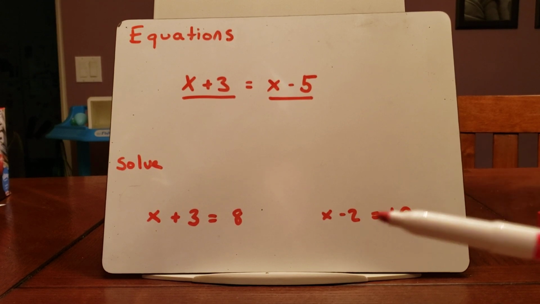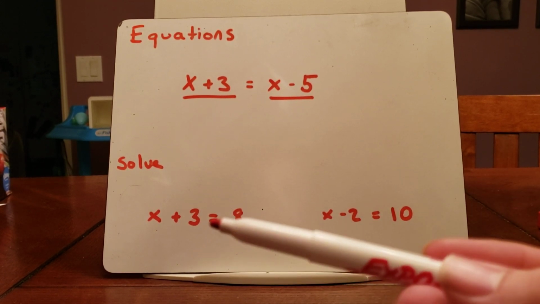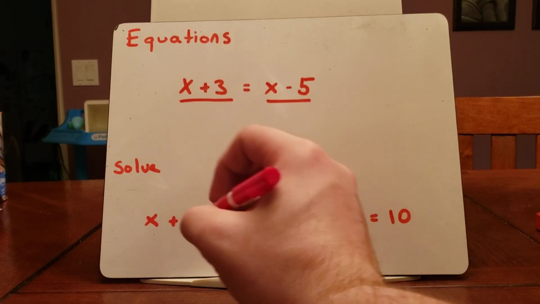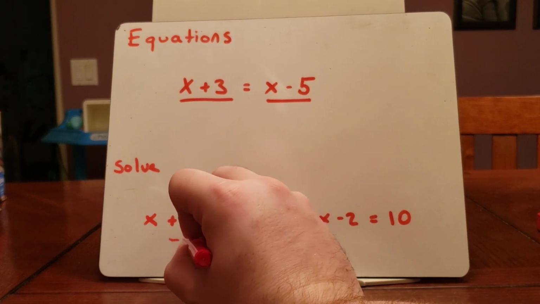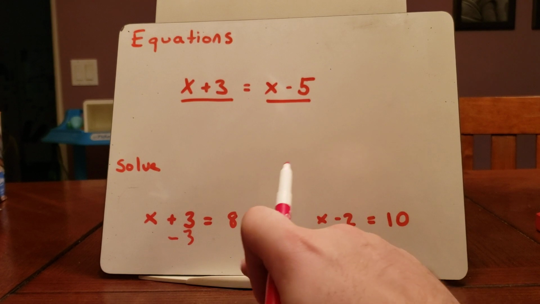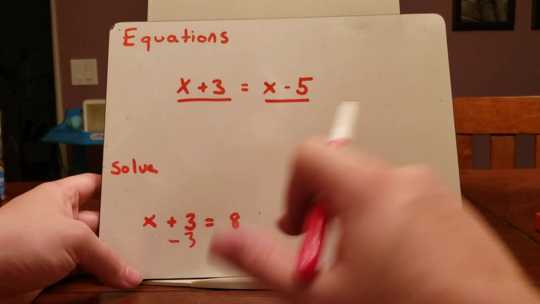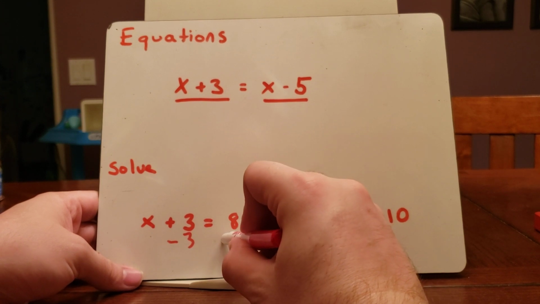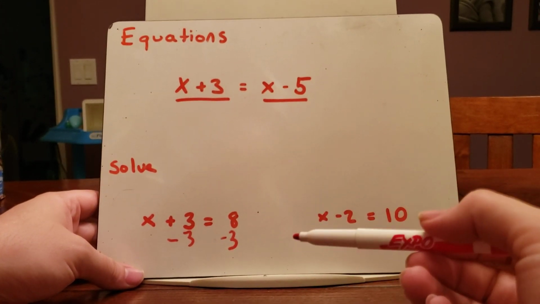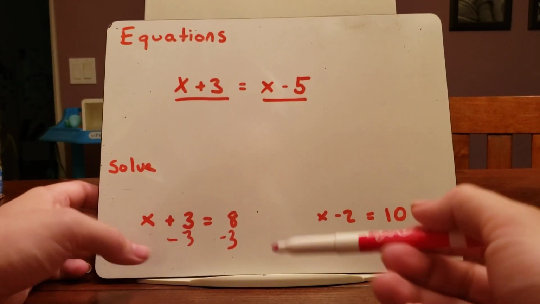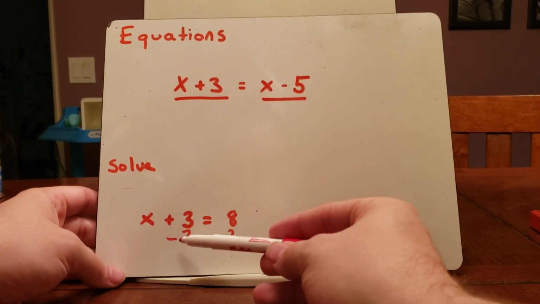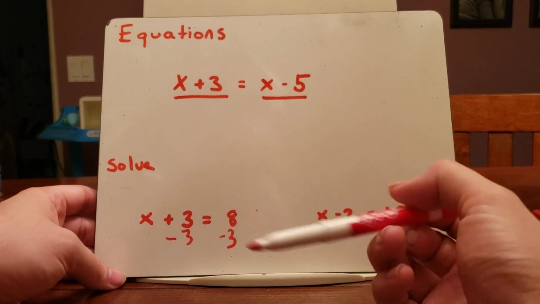Well, what we do is we're going to do the exact opposite of what this number is. This is a plus 3, so we're going to subtract this 3. Okay, we subtract it. And then what we also have to do is subtract the other side as well. So we're going to do the exact same amount. Okay, by doing this, we're kind of balancing the scales. Okay, so we've subtracted 3 from this side, we have to subtract 3 from this side as well.